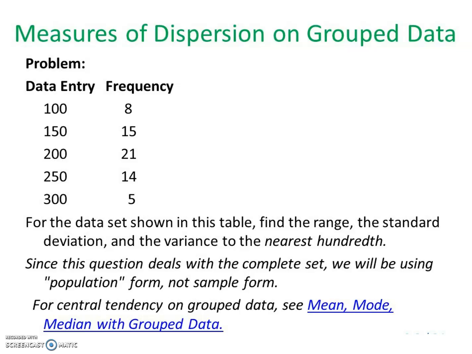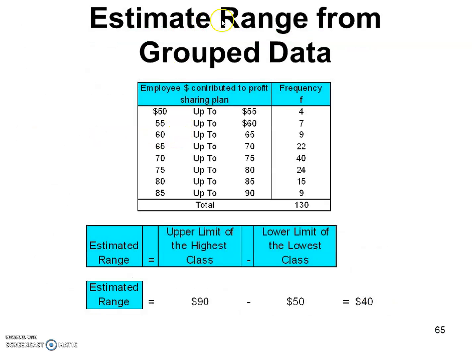From the central tendency on grouped data, see mean, mode, median with grouped data. Estimate the range from the grouped data. What is the group given? Yes, employee dollar contribution to the profit sharing plan. $50 up to 55, 55 up to 60, 60 up to 65, 65 up to 70, 70 up to 75, 75 up to 80, 80 up to 85, 85 up to 90. Frequency 4, 7, 9, 22, 40, 24, 15 and 9.